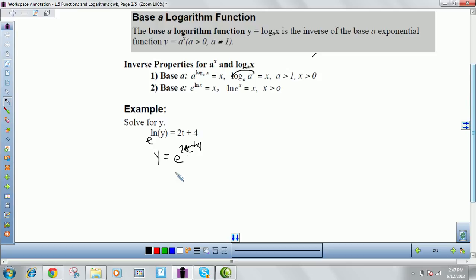And then just to challenge you a little bit, you could also rewrite this as y is equal to e to the 2t times e to the 4. Because remember, when you multiply like bases, you add the exponents.